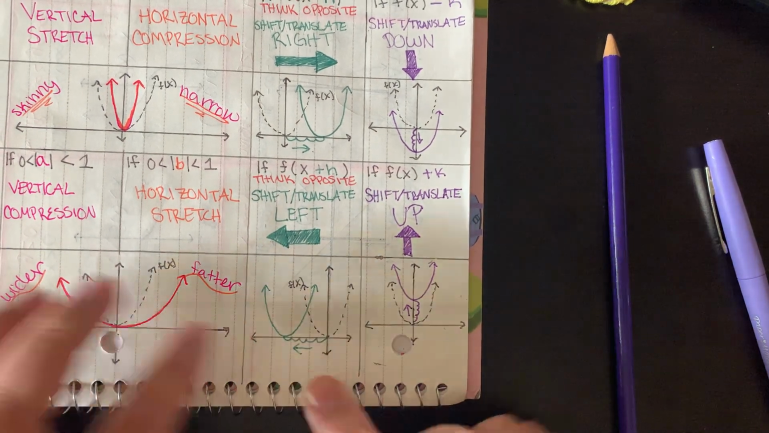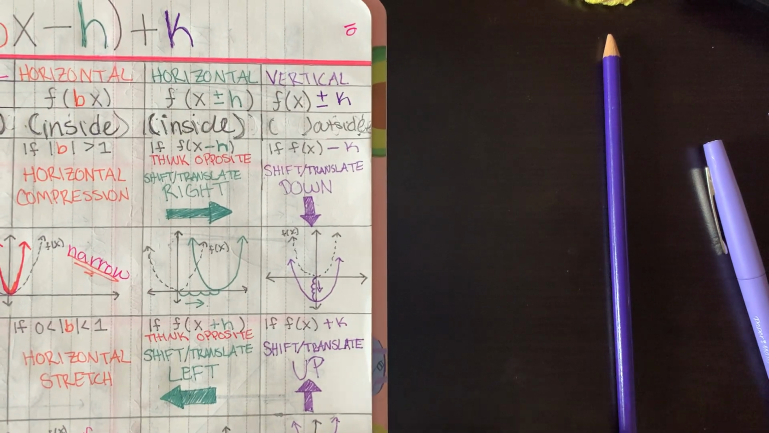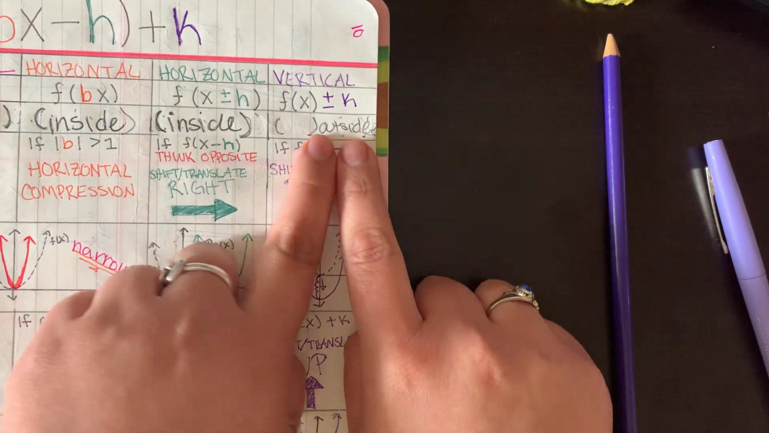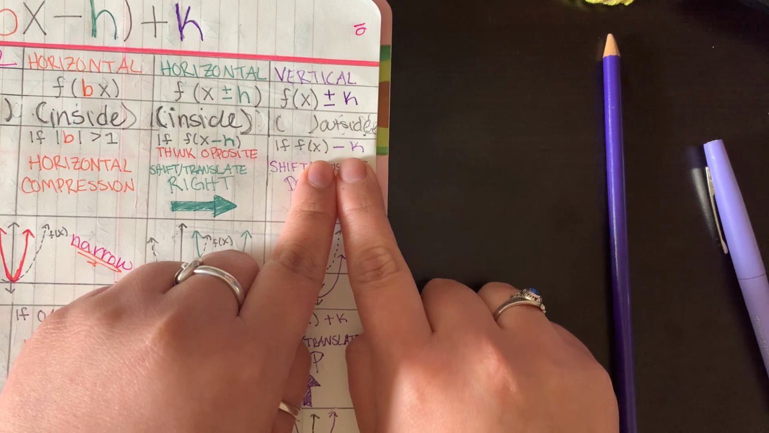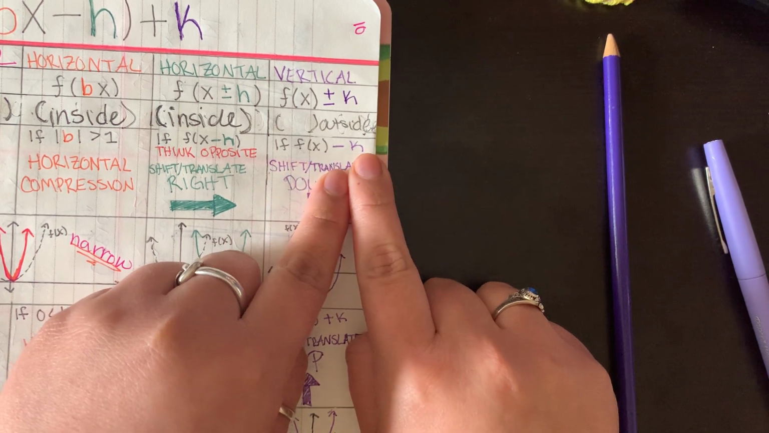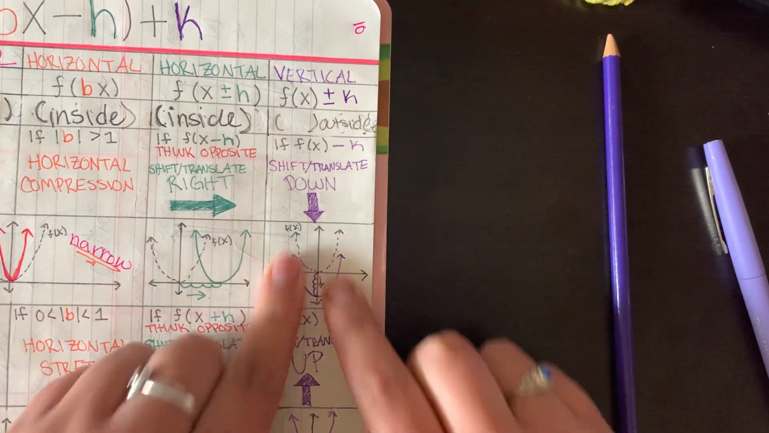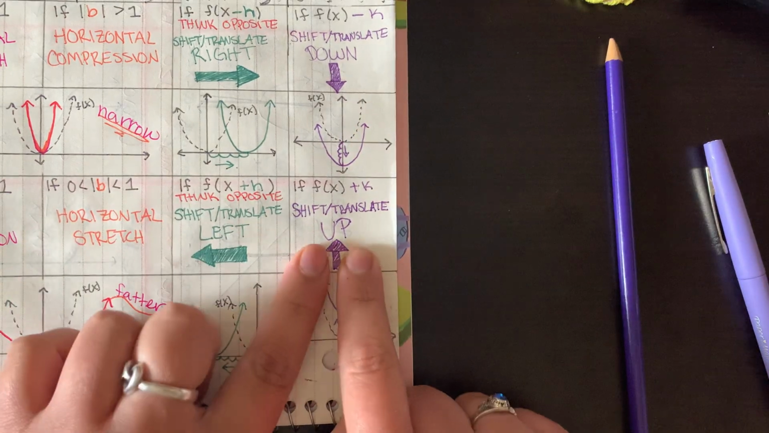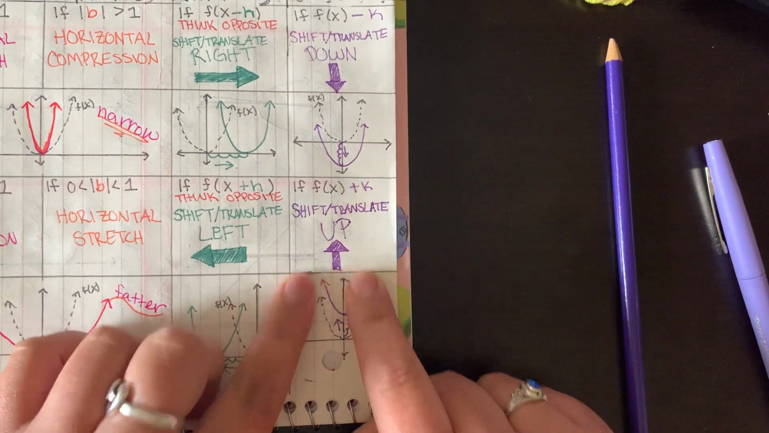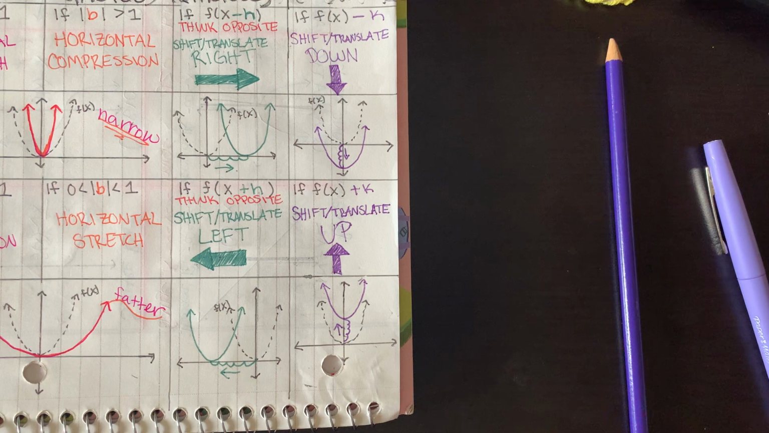And then for this one, because it's outside the parentheses, it's going to be as is. So if it's a minus k, it's going to go down so many units, right? And then if it's a plus k, it's going to go up so many units. And that is how you read your transformation chart. Okay.